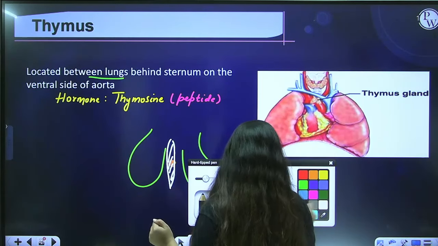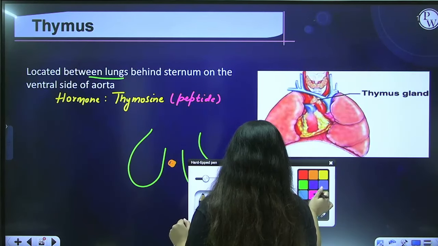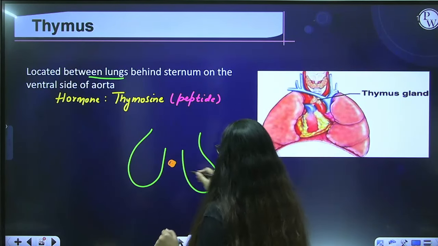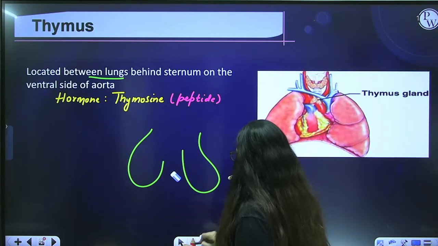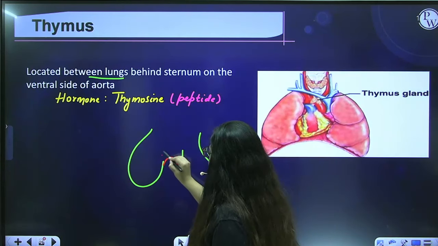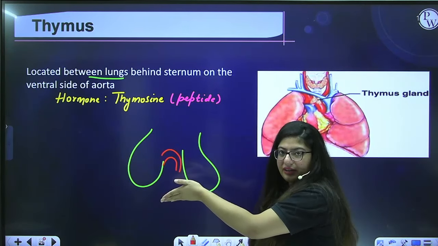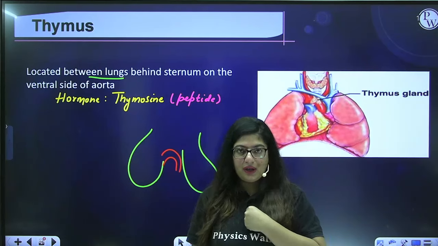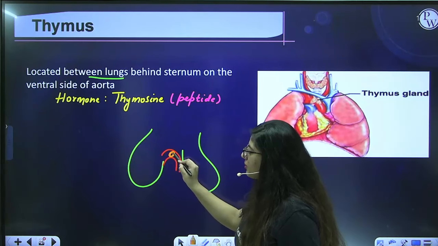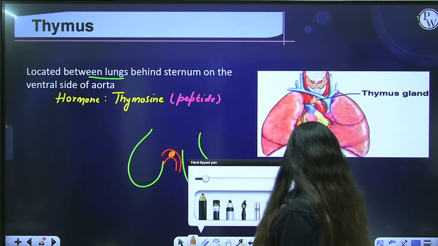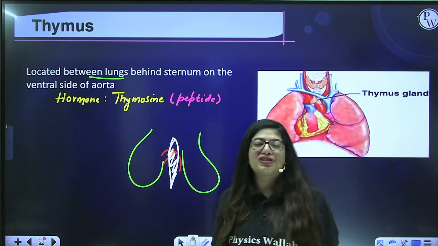All right, let me show you. For example, this is your thymus, and here you have aorta. Let me draw it again. Imagine this is your blood vessel aorta. That side is the back side, and this is the front side. Imagine this is me and this is my aorta. So this is the ventral side of the aorta. On the ventral side of the aorta is present the thymus gland, in between two lungs and behind the sternum. And imagine this is the sternum. This is the exact location of your thymus gland.